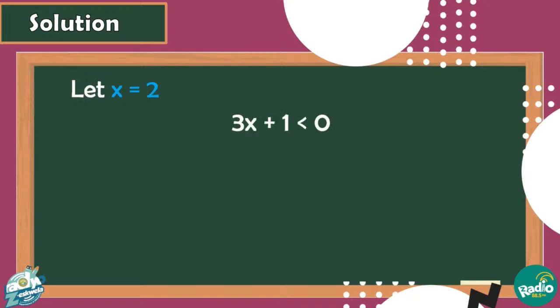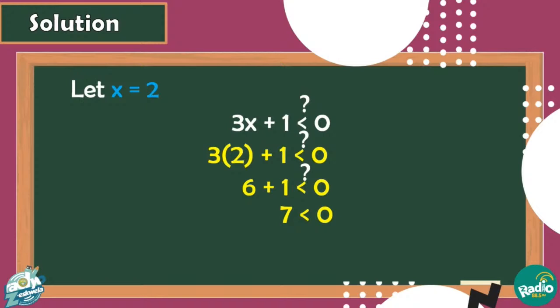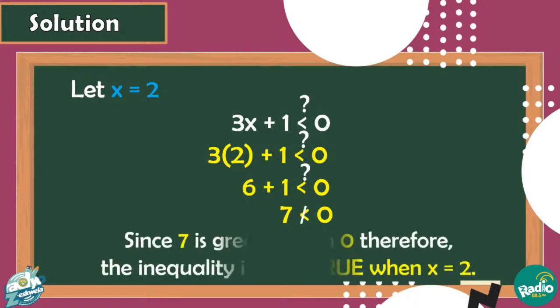And when x is equal to negative 2, using our given inequality, the inequality becomes 3 times 2 plus 1 is lesser than 0. We got 6 plus 1 is lesser than 0. And by simplifying, we got 7 is lesser than 0. Since 7 is greater than 0, therefore, the inequality is not true when x is equal to 2.